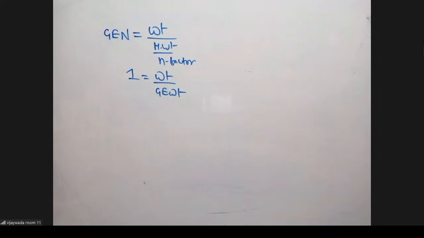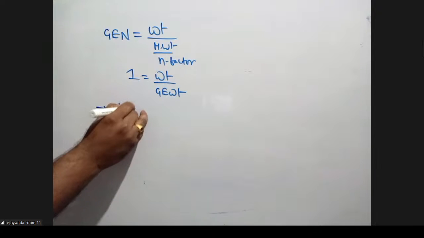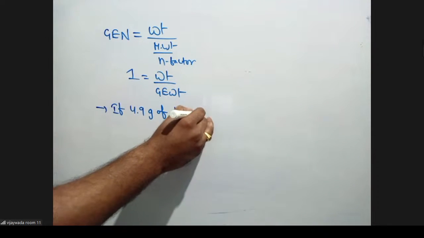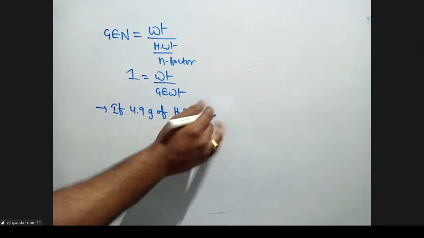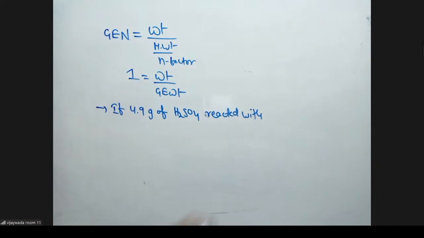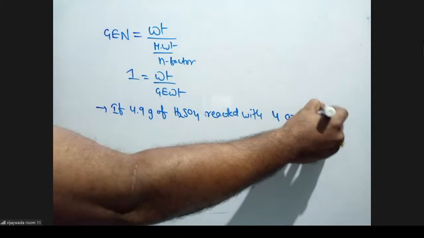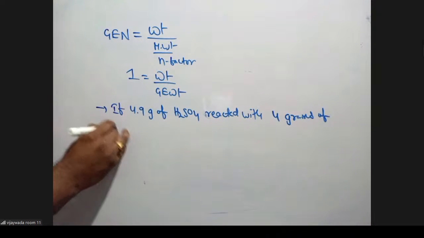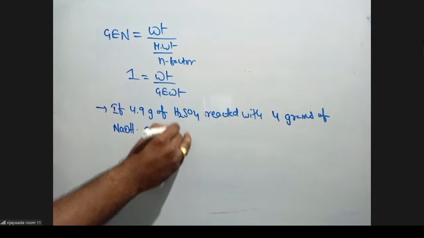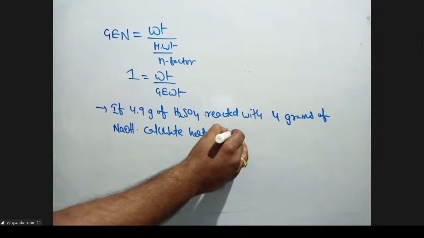So one question, students. If 4.9 grams of H2SO4 reacted with 4 grams of NaOH, calculate heat of neutralization.